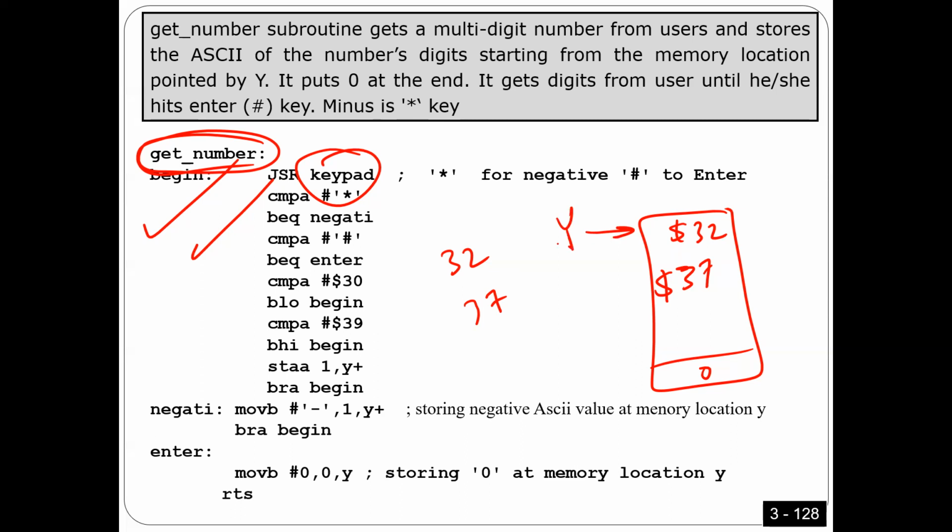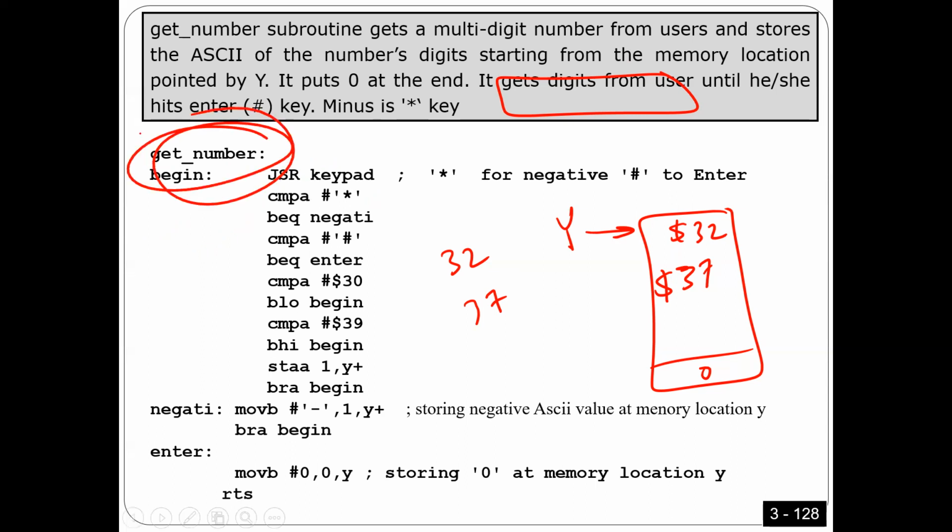That means, number 1, you should define an array in your program. This is number 1, as you'll see right now. You should define an array. Number 2, before you call this function, Y should point at the beginning of the array. So you are telling this function, please get numbers from the user and put them in this array.